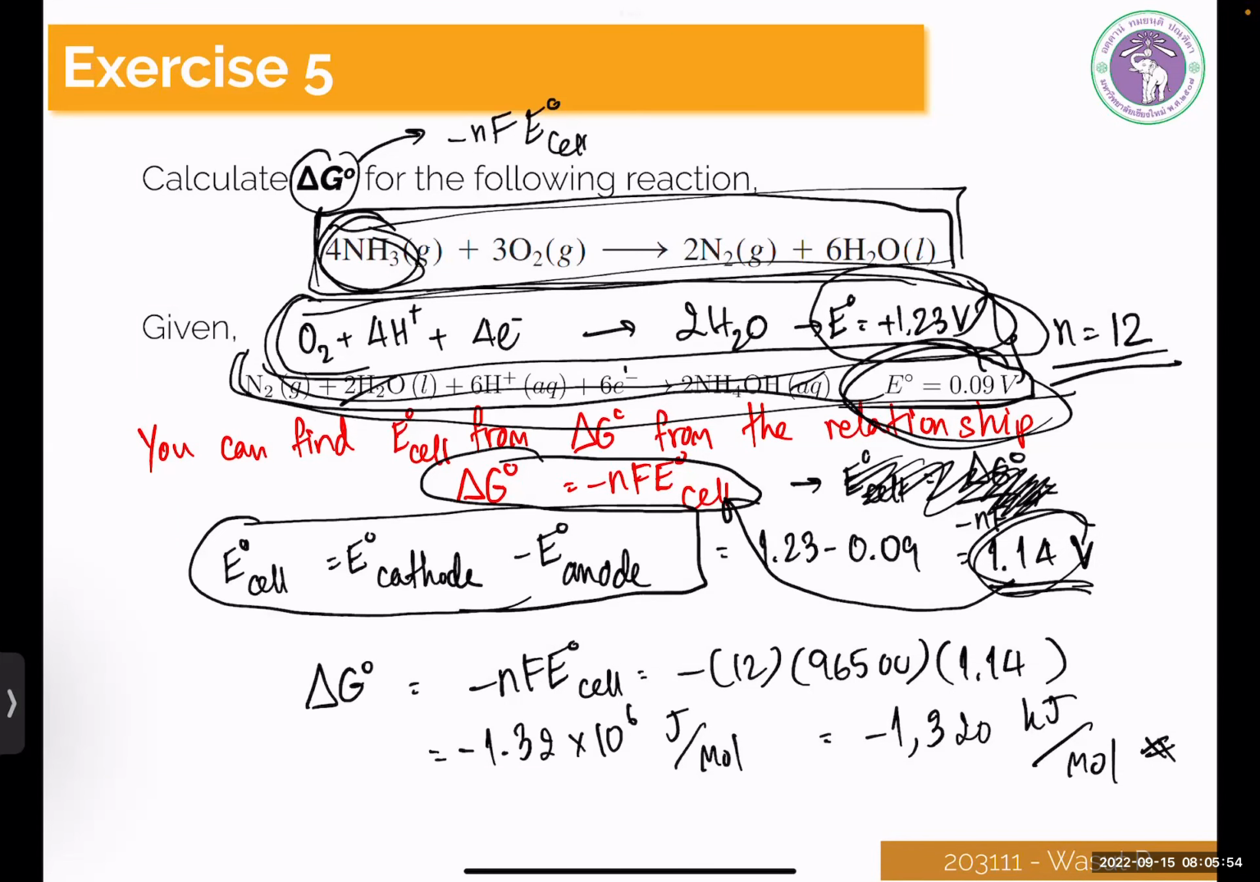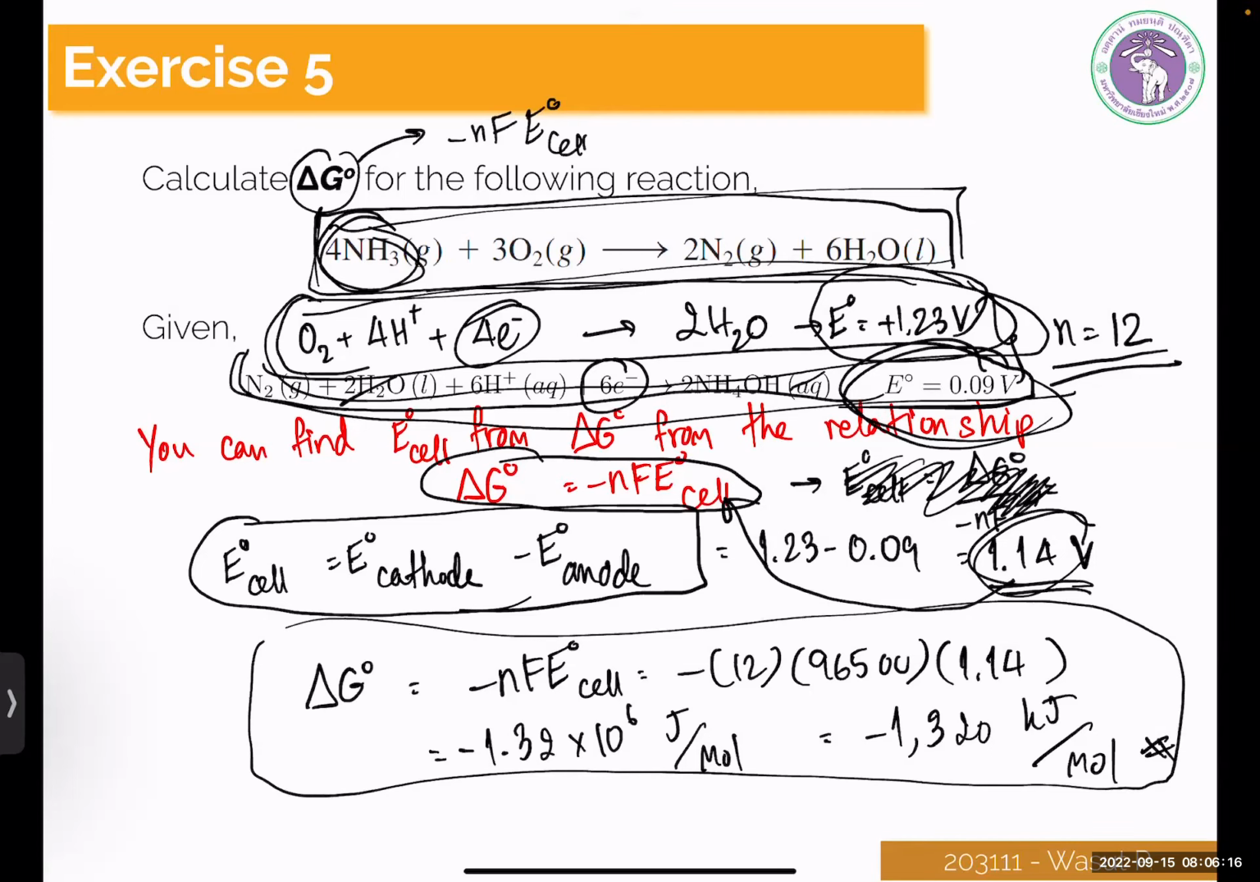When we calculate the final answer, the G naught will be equal to minus n times F times E naught of the cell. So it's minus 12 times 96,500 times 1.14, which gives me the answer of minus 1.32 times 10 to the 6 joules per mole. Remember, what you get from this equation will be in units of joules per mole. But G naught is usually expressed in kilojoules per mole, so I divide this number by 1000. So I got minus 1,320 kilojoules per mole.